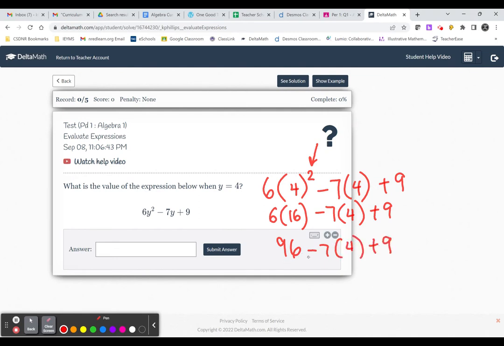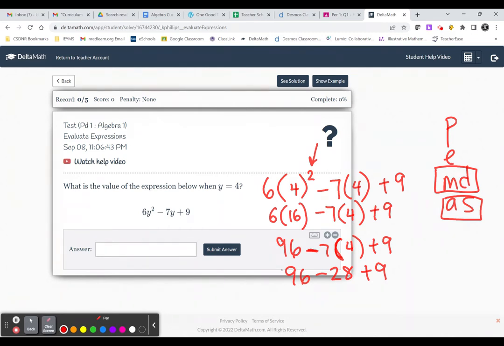Now I'm going to skip over this subtraction sign because the parentheses imply multiplication, and in the order of operations, multiplication comes before addition or subtraction. So I need to skip over this minus sign and perform 7 times 4 first. So 96 minus 28 plus 9. Now I can go back to the beginning and perform 96 minus 28. Using my calculator, I got 68, and now I can add 9 to that and get my final answer.